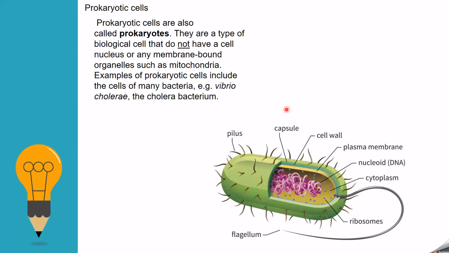An example of that would be mitochondria, which has a double membrane, as we looked at in the previous videos. And examples of prokaryotic cells include bacteria. This is a type of bacteria cell, and instead of having a nucleus, it has the DNA strand free in the cytoplasm.